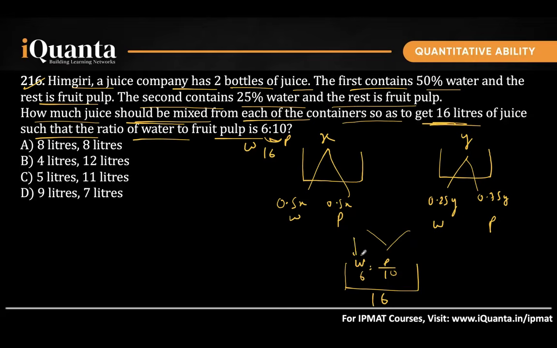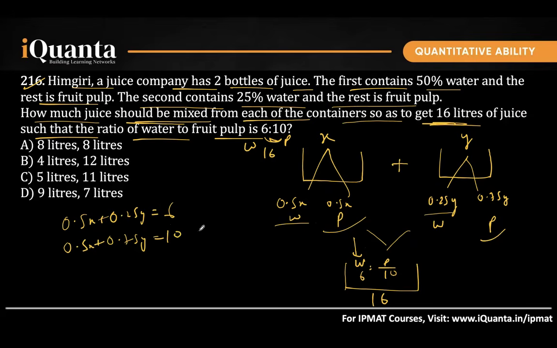So total water that we will get after adding these two will be 0.5X plus 0.25Y. That should be equal to 6. Total pulp is 0.5X plus 0.75Y. That should be equal to 10. If I solve these two equations, I'll get X and Y, and through that I'll easily be able to get how much juice should be mixed from each of the containers. So we'll get the values of X and Y. That is what I need.